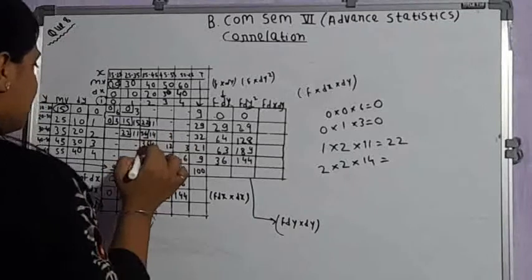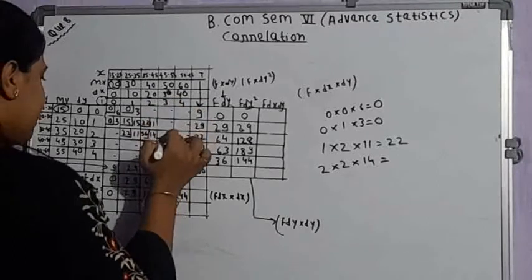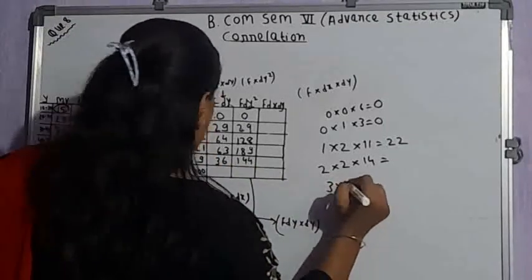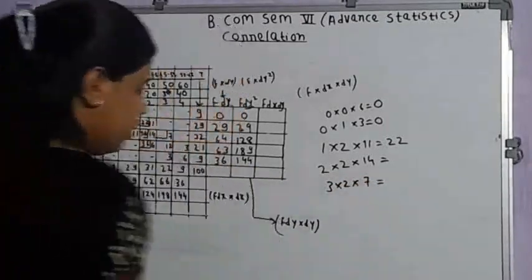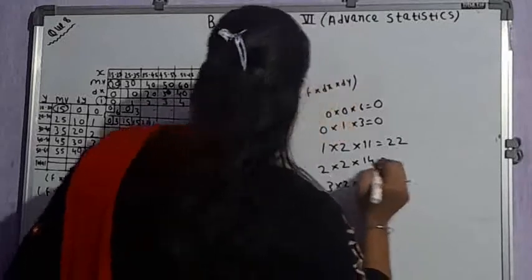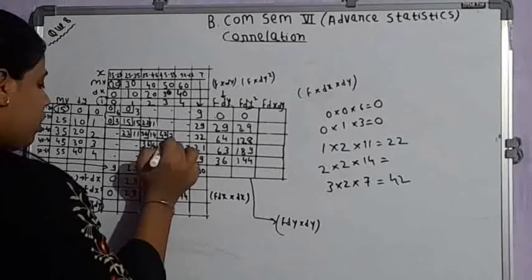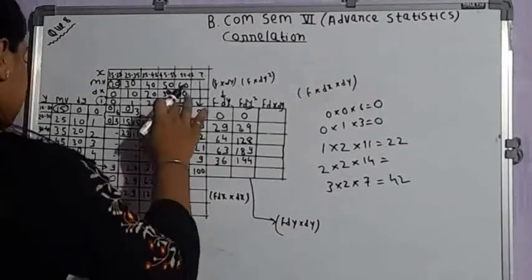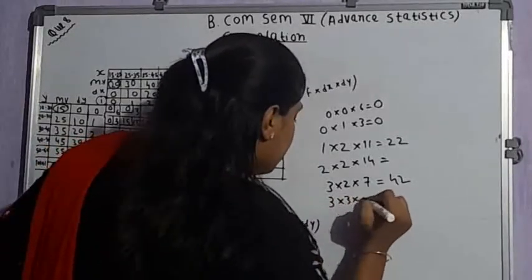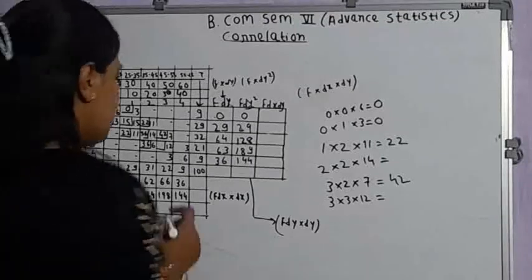When the frequency is 7, dx is 3, dy is 2. So 3 into 2 into 7 would come to 42. So we will write 42 over here. Then when the frequency is 12, dx is 3, dy is also 3 and frequency is 12. So 3 into 3 into 12 would become 108. So we will write 108 over here.